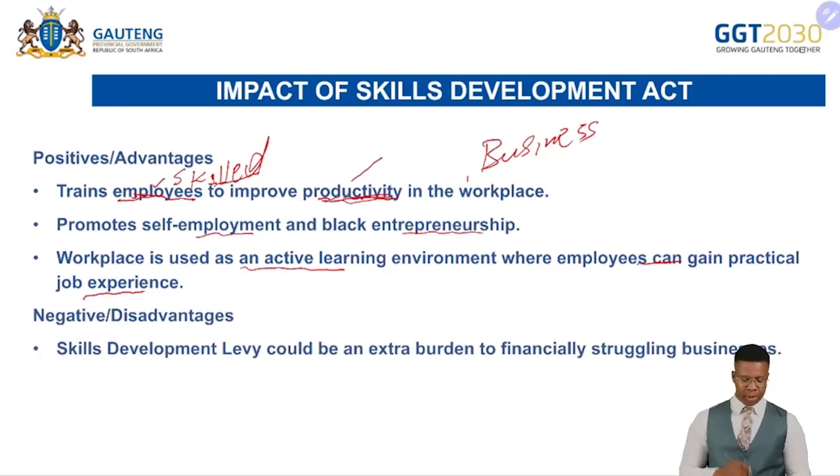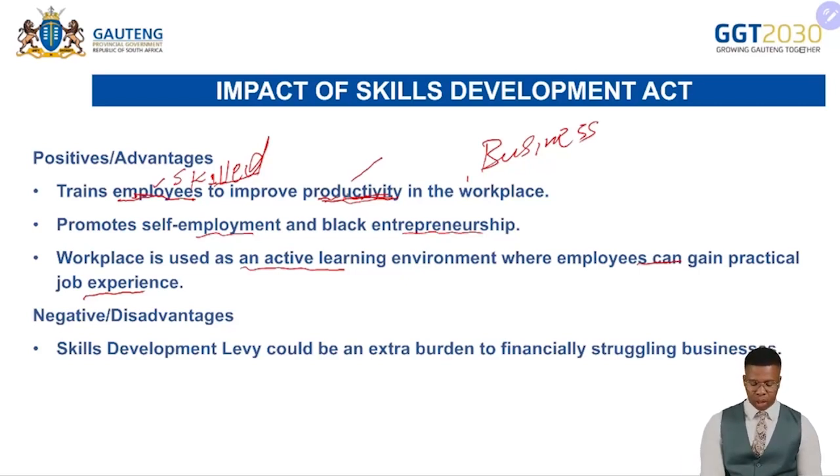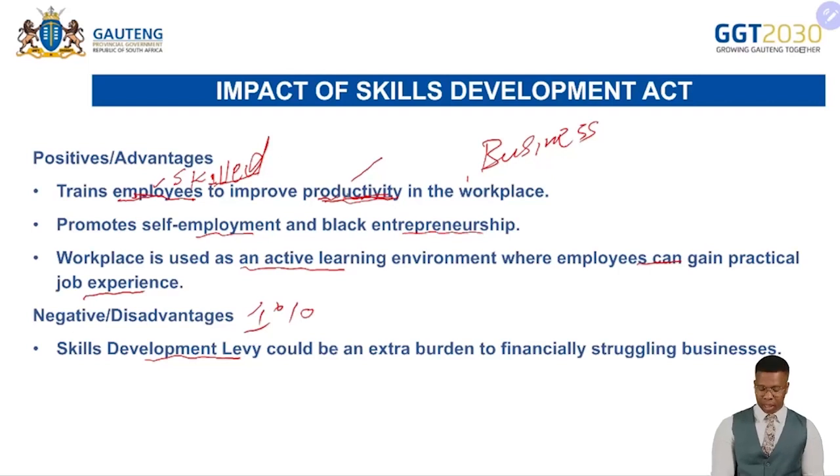However, what are the negatives? Remember, when you're talking about negatives, you're talking about aspects that affect the business negatively, or aspects that do not make the business make more profit, or aspects that waste the time of the business. So when you're looking into the issue of the skills development levy, which is a contribution or money that has to be paid towards the Skills Development Act, remember, I said that is 1%. That 1% could be an extra burden to a financially struggling business because they have to pay the 1% and they have to try and balance their operations as well.